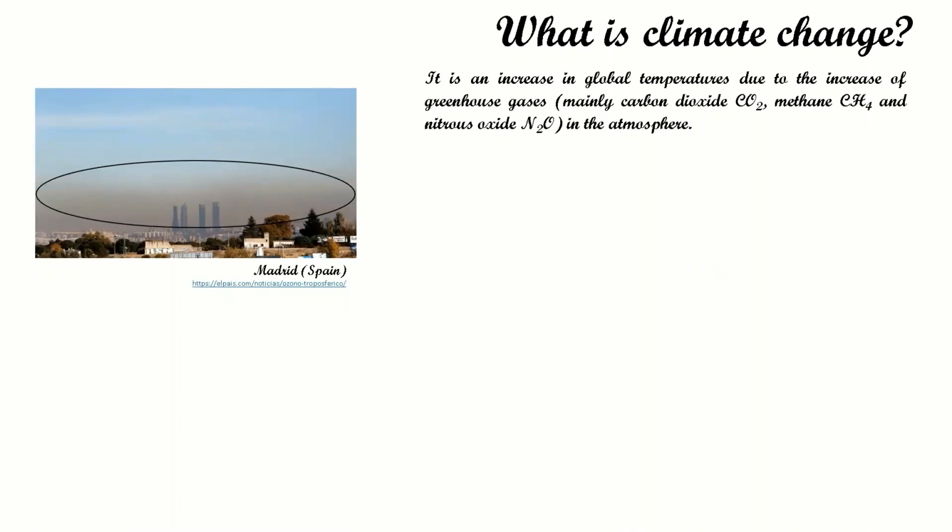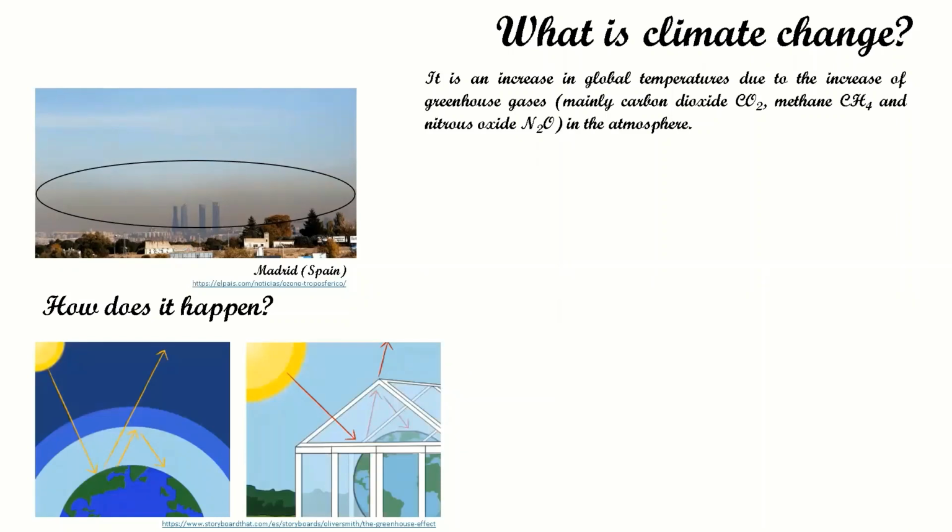So climate change is defined as an increase in global temperature due to the increase of greenhouse gases, mainly carbon dioxide, methane, and nitrous oxide in the atmosphere. And how is it happening? So the sun emits energy, and the earth absorbs this energy. Some solar radiation is reflected, some passes through the atmosphere, and some is absorbed by greenhouse gases and re-emitted in all directions by the atmosphere. The effect is the same as if we placed the earth inside a greenhouse.